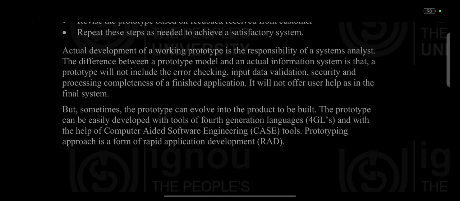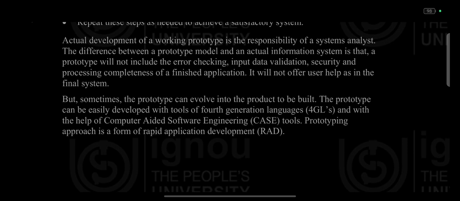Actual development of a working prototype is the responsibility of a systems analyst. The difference between a prototype model and an actual information system is that a prototype will not include the error checking, input data validation, security, and processing completeness of a finished application. It will not offer user help as in the final system, but sometimes the prototype can evolve into the product to be built.